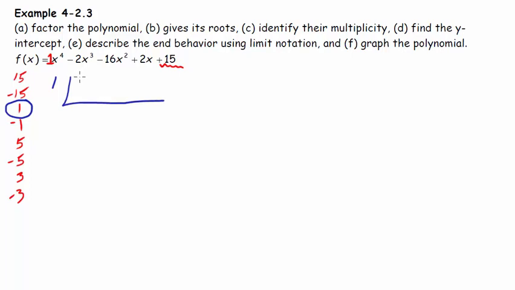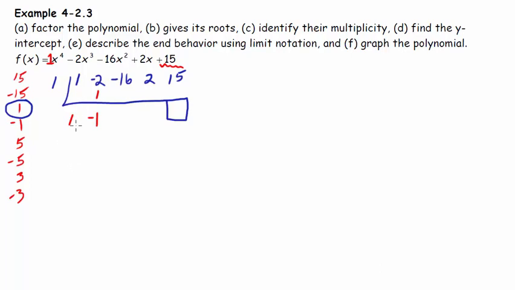Alright, now inside I have a coefficient of 1 for the quartic term, negative 2 for the cubic, negative 16, 2, and 15. Alright, and we are hoping that we end up with a remainder of 0 down here. So I'm going to bring down my 1. 1 times 1 is 1. Negative 2 plus 1 gives negative 1.